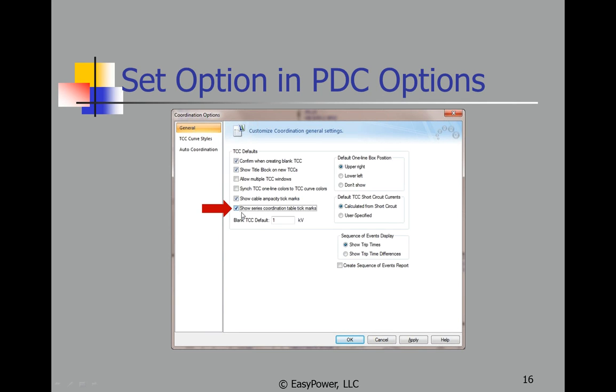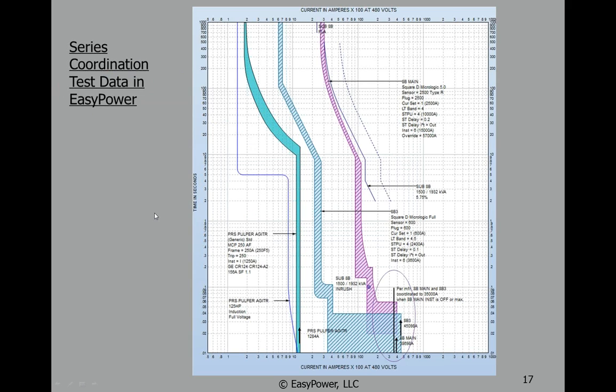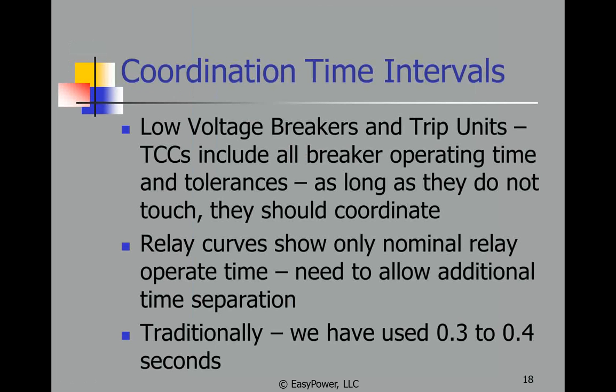So again, that's just how you turn that option on or off in EasyPower. And it looks like that. Okay, so we're going to jump over to coordination time intervals.